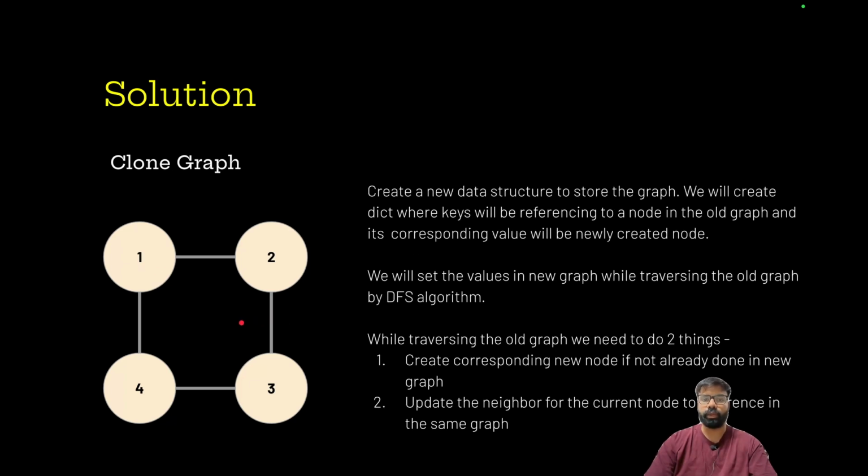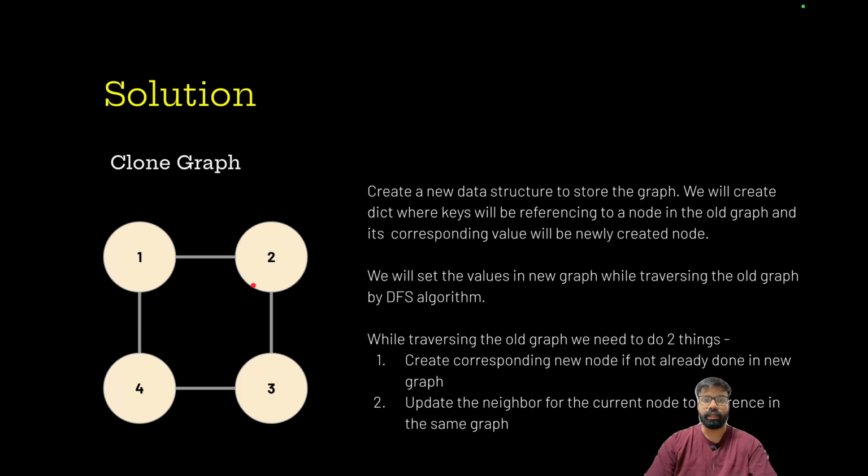So how can we do this? Firstly, we have to create a new graph. So we will create a data structure. We will use a dictionary to create our new graph. And in the dictionary, what we will be doing is that we will keep the keys as references to the nodes in the old graph, and their corresponding values are going to be the newly created nodes. So I'll explain that later.